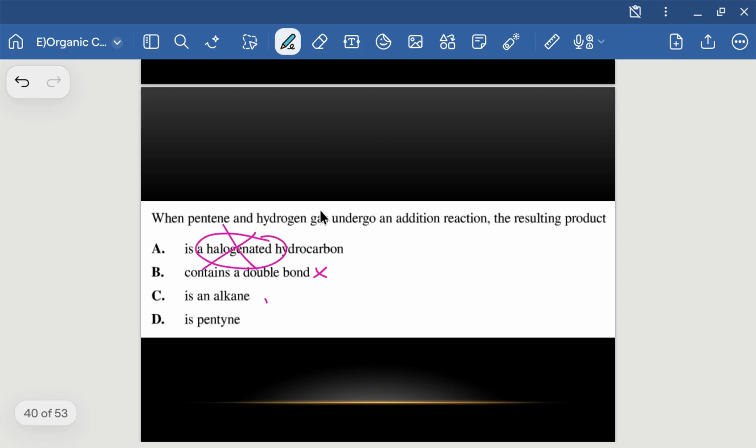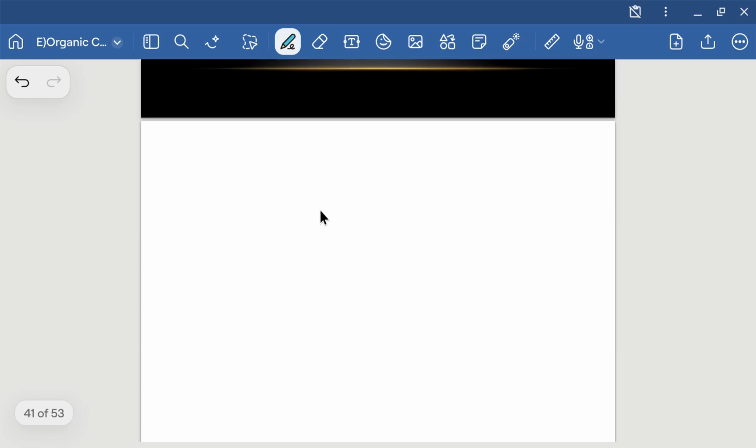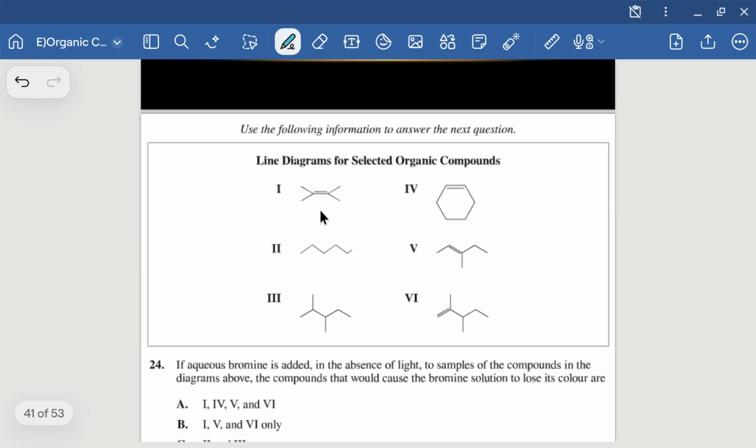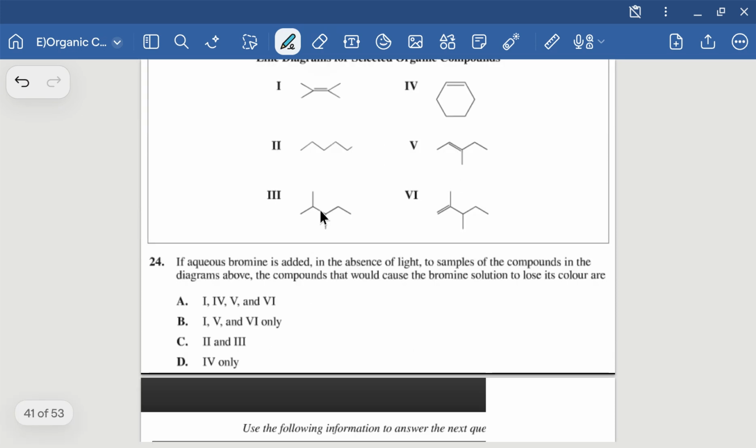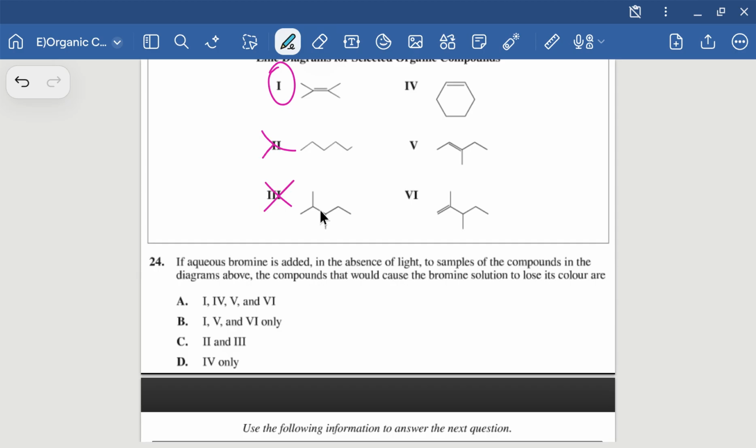Okay. Looking here, if aqueous bromine is added to the samples that would cause the bromine solution to lose its color. So now this is referring to the bromine test. If you add bromine to a double bond or a triple bond, it will be absorbed by the molecule. So we're looking for anything with an addition reaction. So number 1 would work, number 2 wouldn't, number 3 wouldn't, number 4 would, number 5, and number 6. So what is that? 1, 4, 5, 6, that is A.